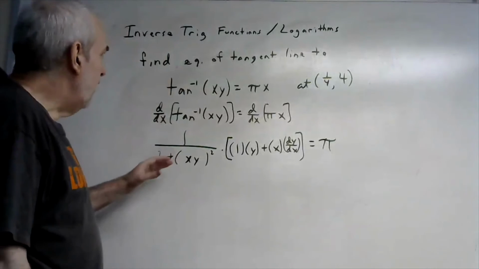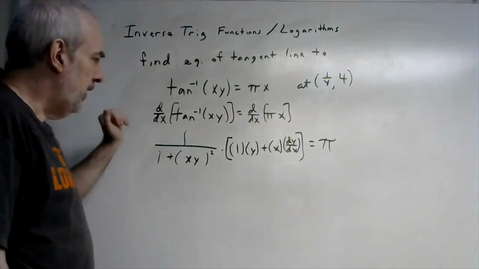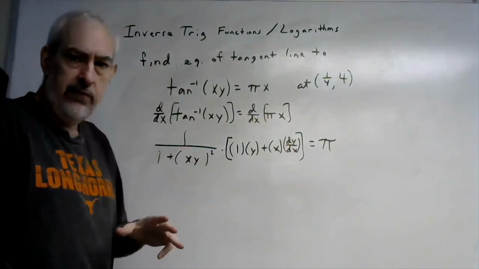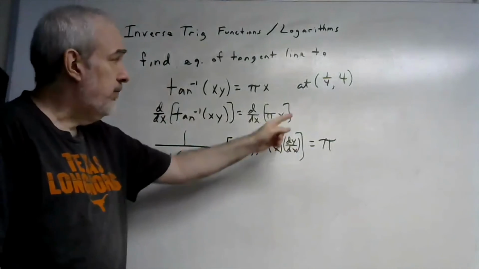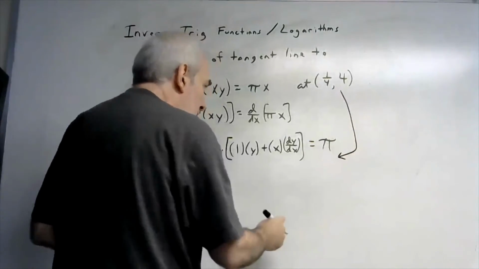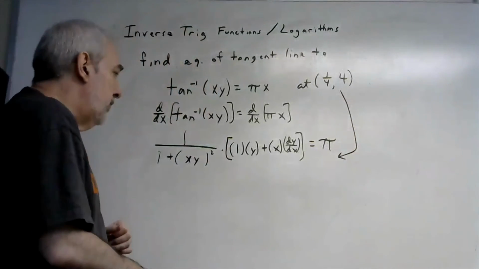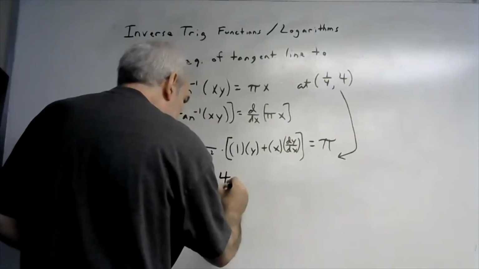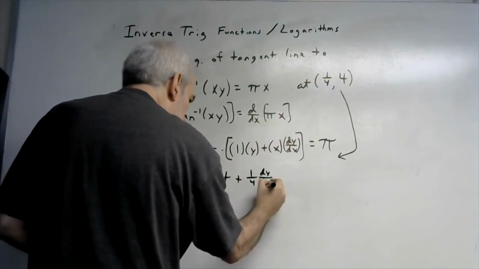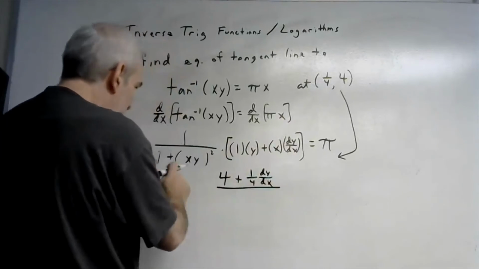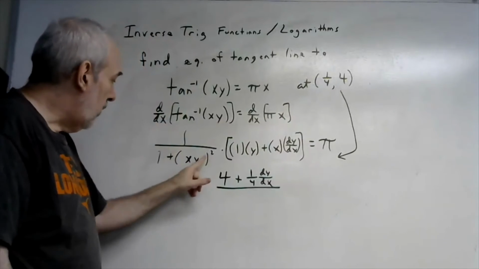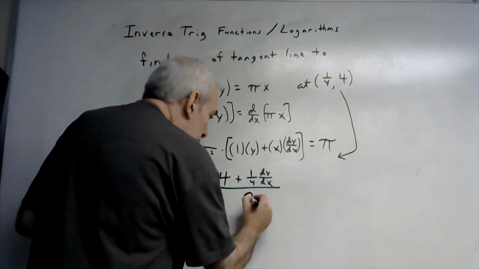Okay, we're trying to find the equation of the tangent line, so we need to find the slope of the tangent line. In other words, we want to solve for dy dx, but we don't need to solve for it at all points. We only need to solve for it at this one point. So I would advise just plugging in that point right now, then solving for dy dx. Okay, so y is 4, x is 1/4. So that's the top of the fraction. And then the bottom, x times y is 1/4 times 4. Well, that's just 1. 1 squared is 1, plus 1 is 2.